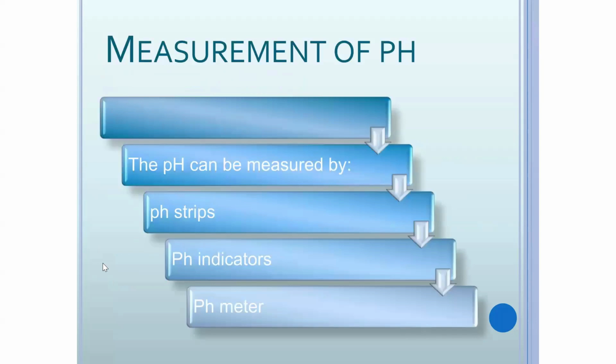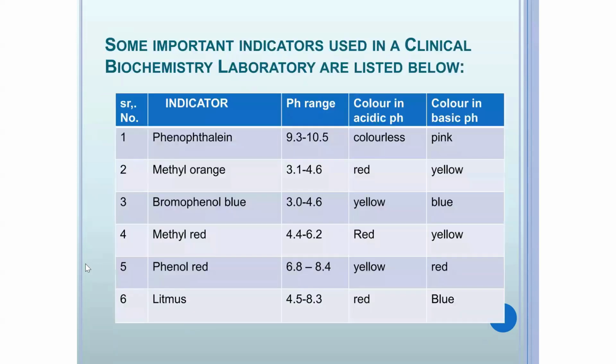So how do we measure pH? We measure pH by using pH strips, pH meters, and pH indicators. This is how we measure the pH of a material. We use pH strips, pH indicators, and pH meters. These are the instruments that are used in measuring pH.